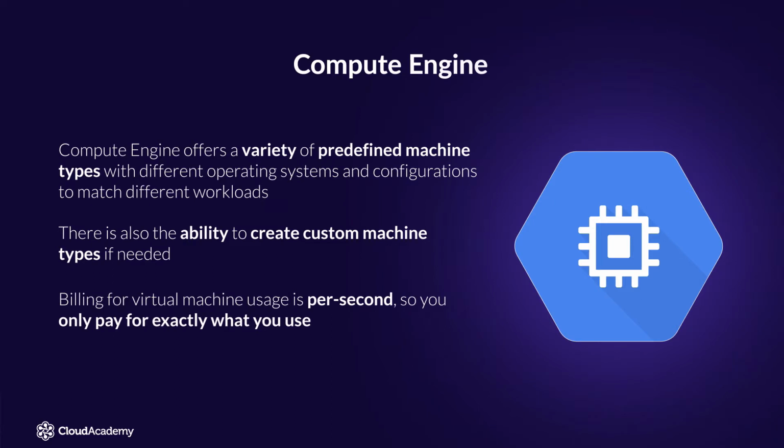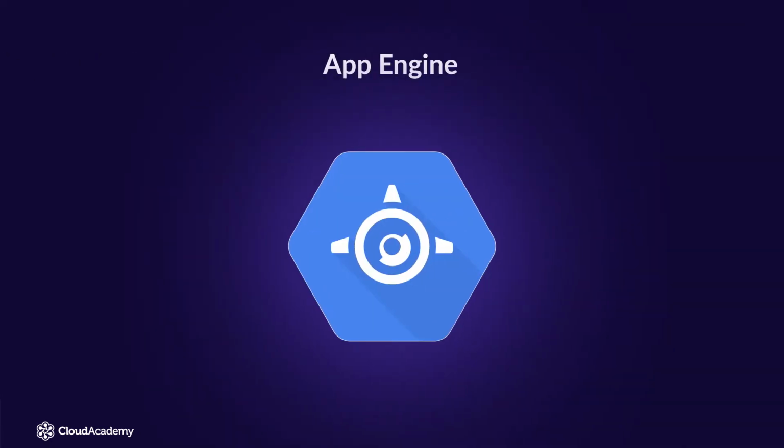Billing for these virtual machines is done by usage per second, so you only pay for exactly what you use. And there are also discounts for sustained usage and commitment-based, committed pay up front, long-running jobs. And the lesson after this will cover machine types in more detail, and that lesson will also cover pricing in more depth. Now, let's switch over and talk a little bit about App Engine.